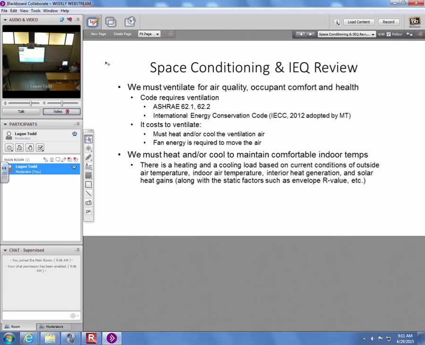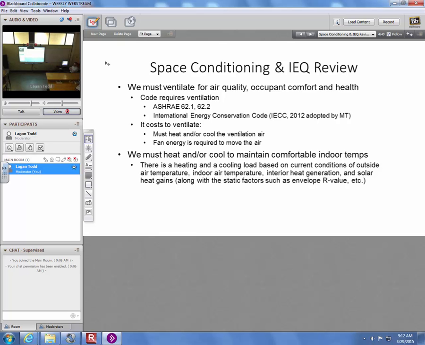And the code requires ventilation. We talked about ASHRAE 62.1 and 62.2. These are the ASHRAE ventilation standards that a lot of codes are based on, and 62.1 being for the residential sector, and 62.2 for the commercial. Or sorry, I have that the other way. It's the other way around. 62.1 for commercial. And of course, the International Energy Conservation Code, IECC 2012, that's been adopted by Montana, has some stipulations with regard to ventilation requirements.